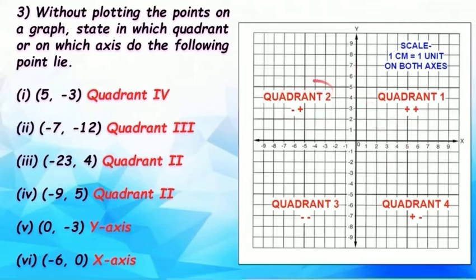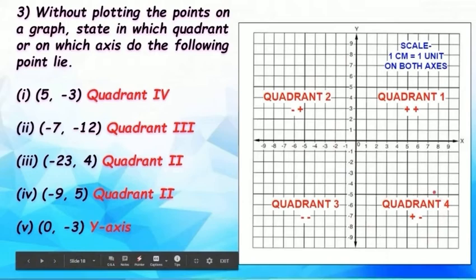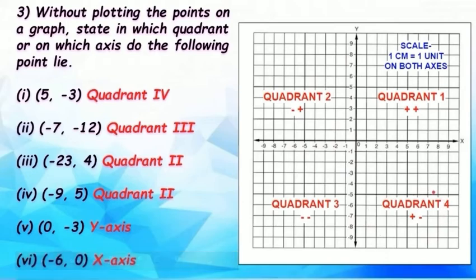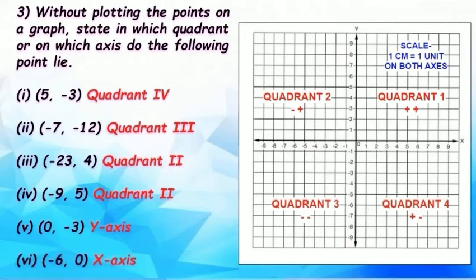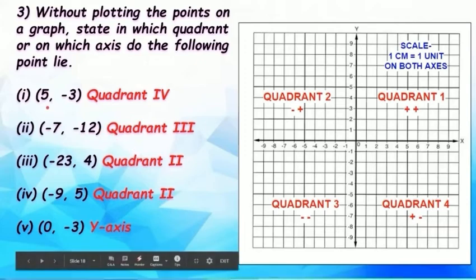In the second quadrant, we have all the negative values on the x-axis and all the positive values on the y-axis. In the third quadrant, we have all the negative values on the x-axis and also all the negative values on the y-axis. And the identity of the fourth quadrant is that all the values on the x-axis will be positive and all the values on the y-axis will be negative. That is, the x coordinate will be positive and the y coordinate will be negative. So based on this, let us find out in which quadrant or on which axis these points lie.